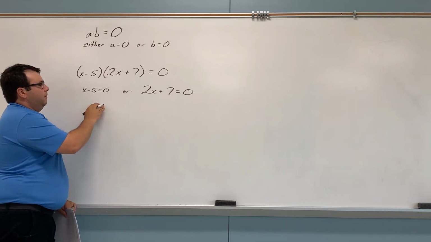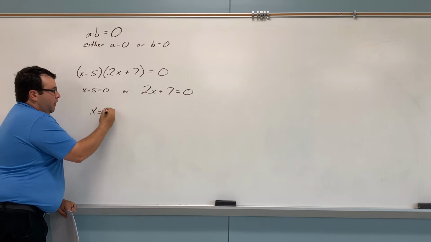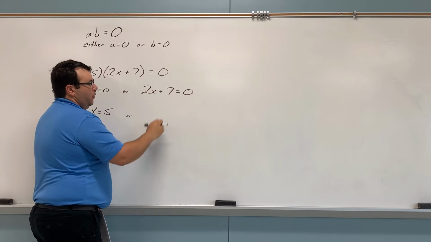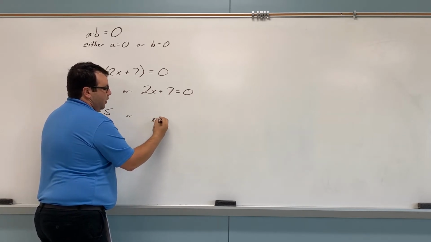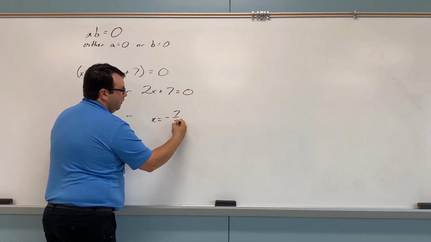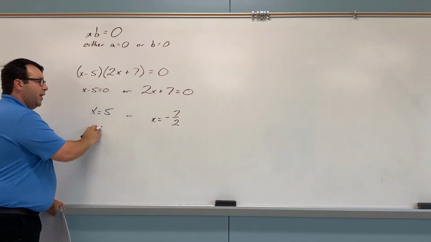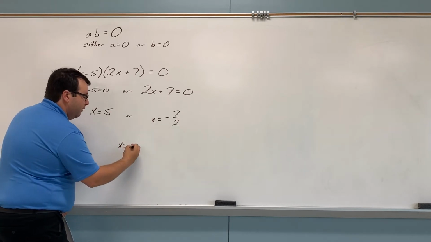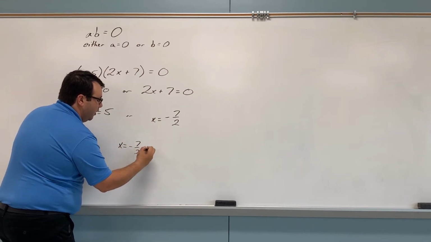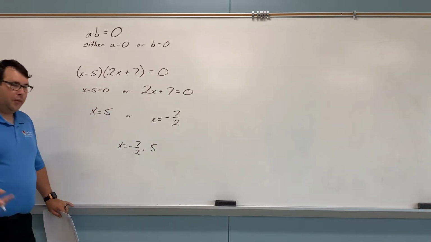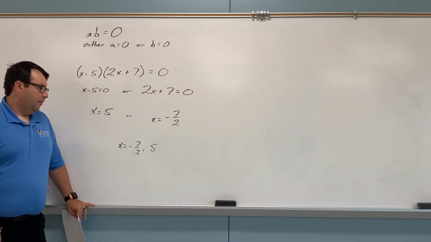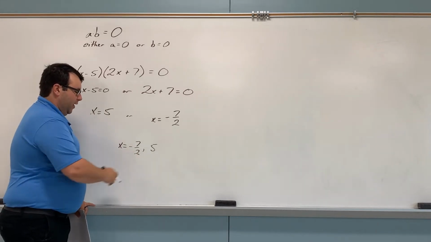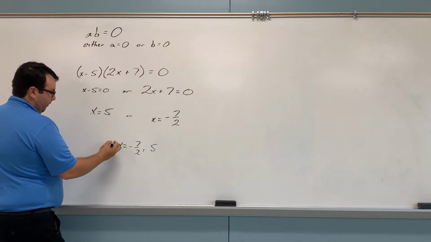So let's just jump through it. This one, just add the 5. So either x is 5, or we subtract 7, divide by 2, and x will be negative 7 halves. And writing it just like this is perfectly fine. Or you can combine it where you say x is equal to negative 7 halves, comma 5. Always go least to greatest. It's more of a formatting thing. It's not a requirement, but always go least to greatest as you're writing your responses together.